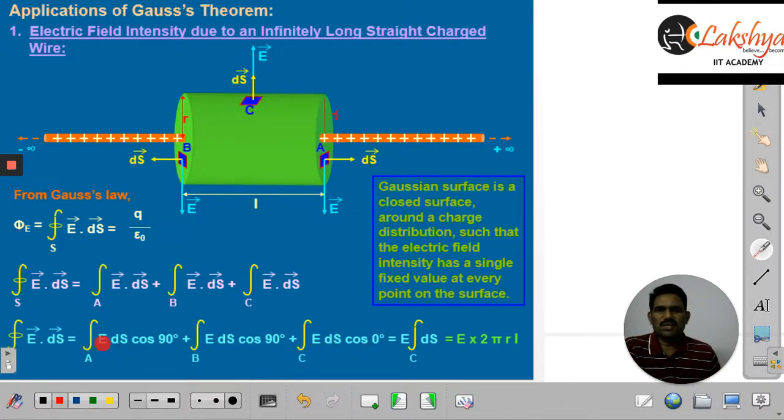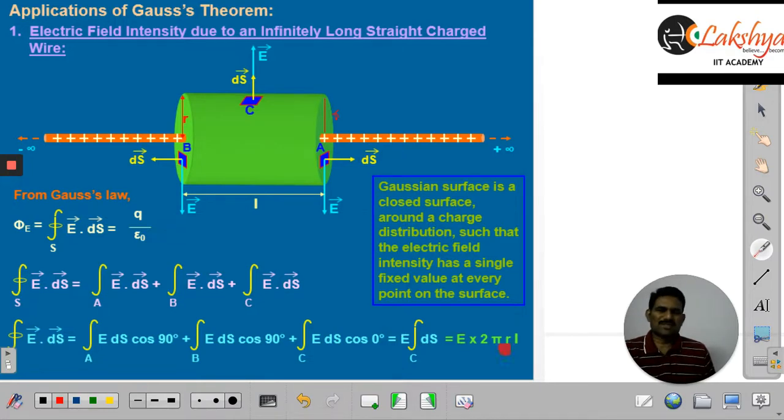So that is nothing but what we are writing here. For surface A, E bar dot ds bar means E into ds into cos 90. And for surface B also E into ds into cos 90, and for C, E into ds into cos 0. And so these two terms will be 0, and only this term will be there. We write E outside, then E into the integral of ds over C, and ds gives the curved surface area, so you can write it as 2 pi R L. L is the length of the wire, and R is the radius here.